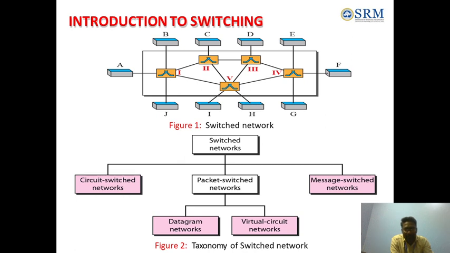In figure 1, we have the computers which get connected with the different switches, and here we have a total of 5 switches. We have computers connected from A to J: A, B, C, D, E, F, G, H, I, and J. These are the different levels of computers connected in the network. So these all represent the switched network.